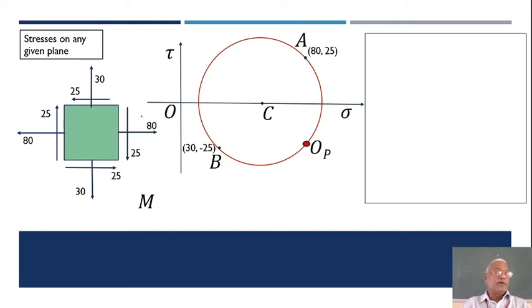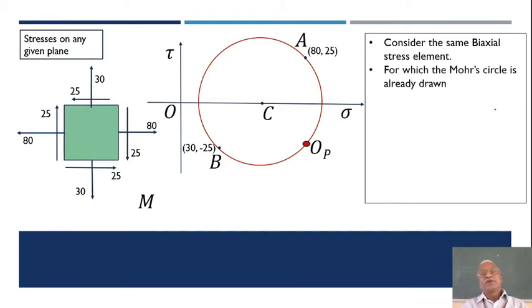Here there is already one biaxial stress element. We have discussed this with the same magnitudes, so consider the same biaxial stress element for which the Mohr circle is already drawn. You know how to draw it. The coordinates of the first vertical plane are 80, 25. This is 30, minus 25. You just join them, you get a point of intersection on the x-axis, and you draw the circle. That's how you have drawn it.